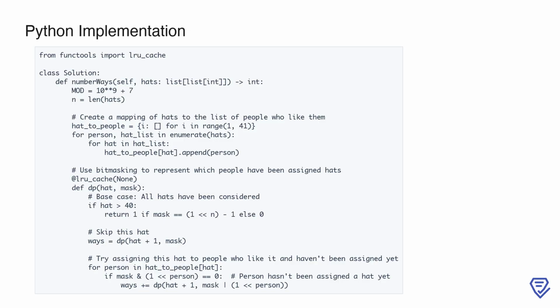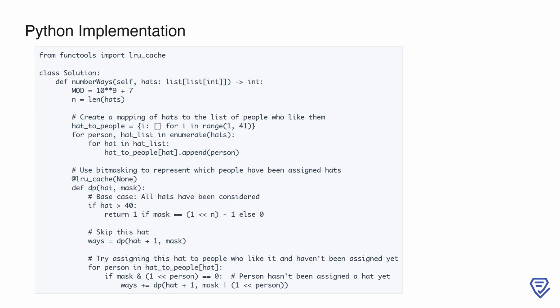Now, we define the recursive function dp, which will use bitmasking to track which people have already been assigned hats. The function takes two parameters, hat, which is the current hat number being considered, and mask, an integer representing the assignment state of the people as a bitmask. We use the lru_cache decorator to memoize the results for each unique combination of hat and mask.